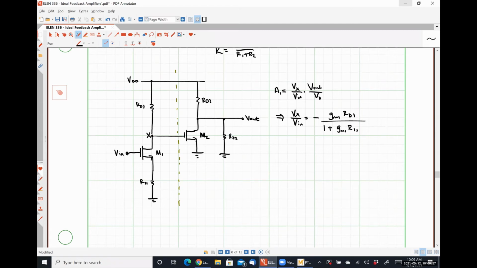What about our second stage? We have Vout over Vn. So what does our second stage look like? We're just applying some small signal voltage Vx at the gate of transistor M2, and it's amplifying that signal in some way, shape, or form. What is it doing? Sorry, I meant Vout over Vx. Thank you.